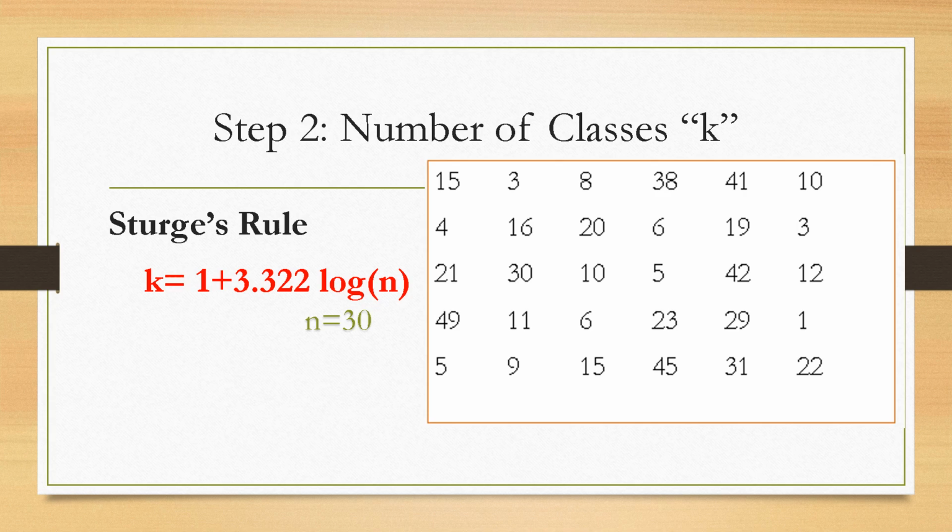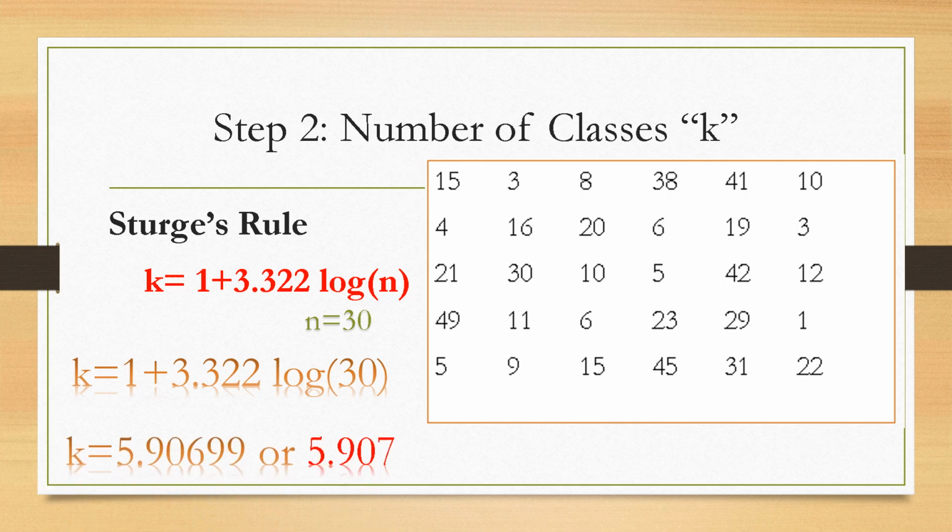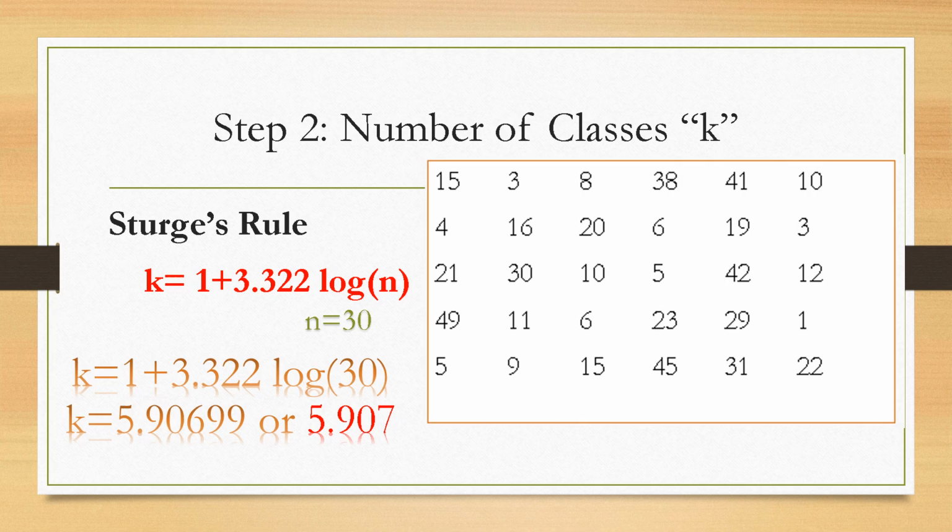Now we substitute n as 30. Then, 1 plus 3.322 log 30, just simply input it in your calculator and press equals. The result will be 5.90699, and so on. Then round it off to three decimal places. It will become 5.907. The proper way to read the decimal is 5 and 907 thousandths.